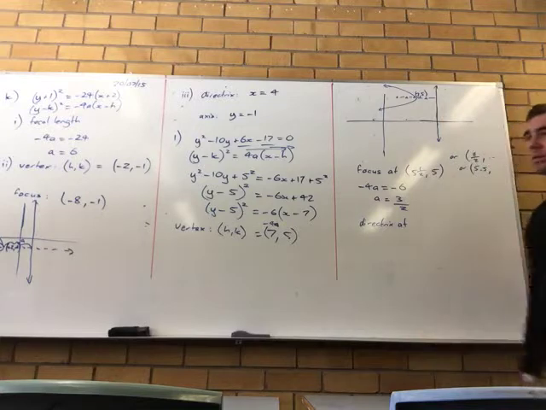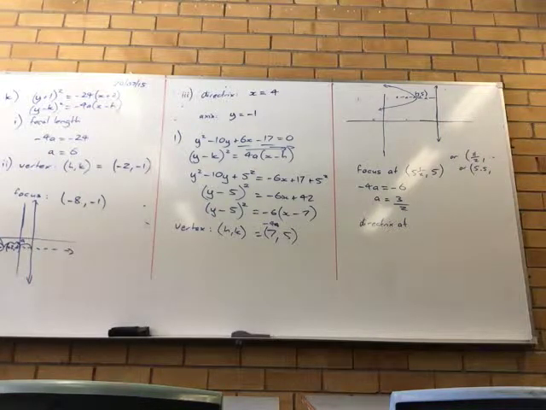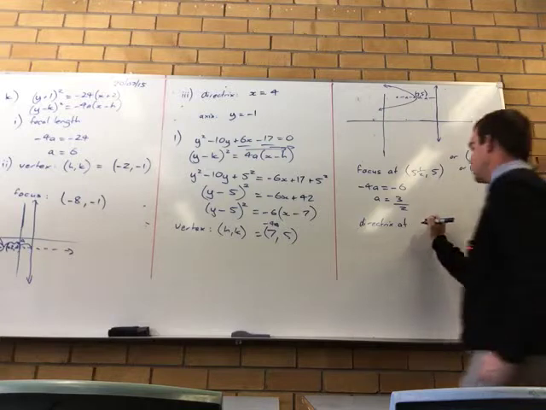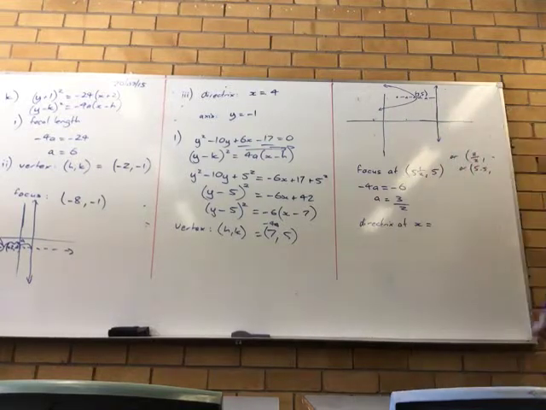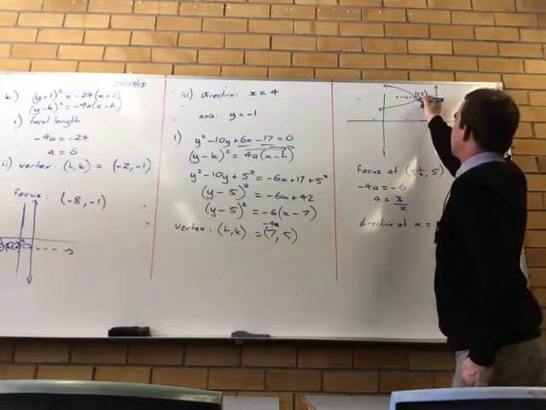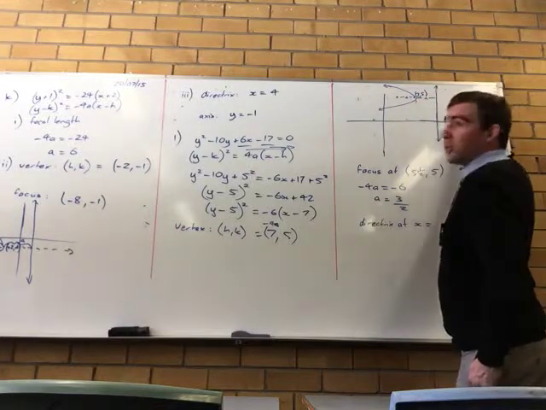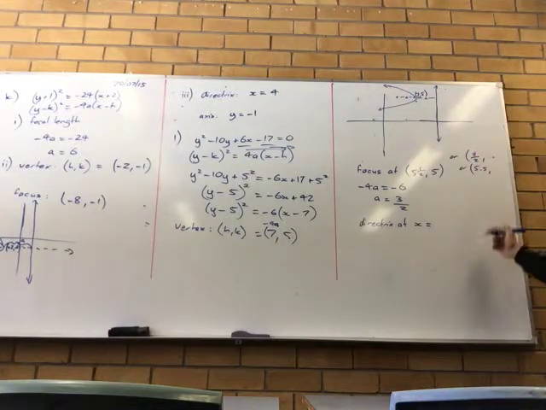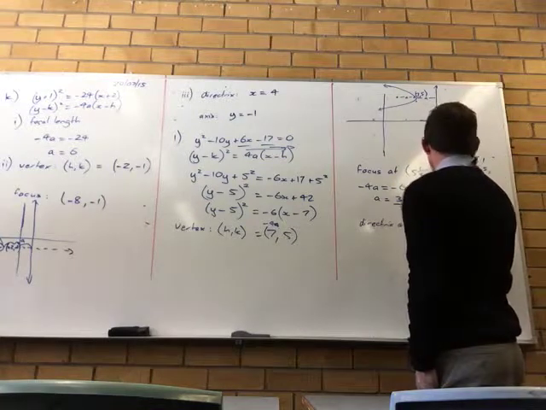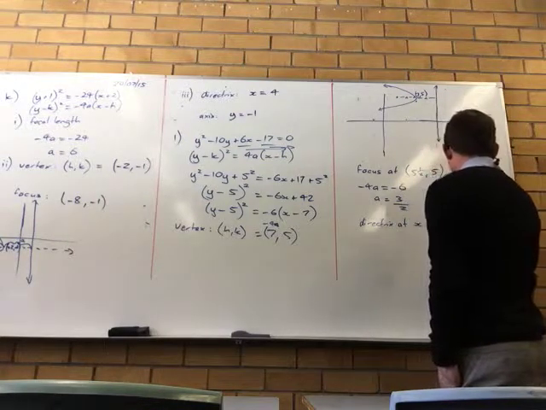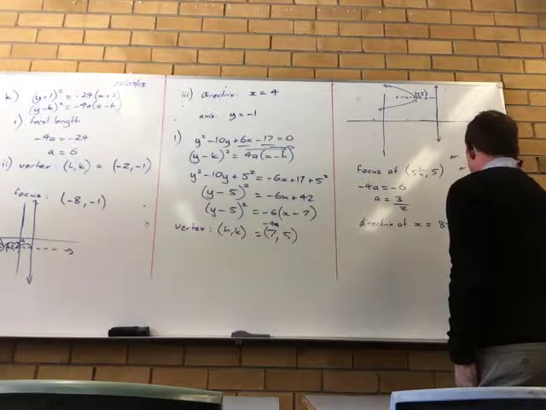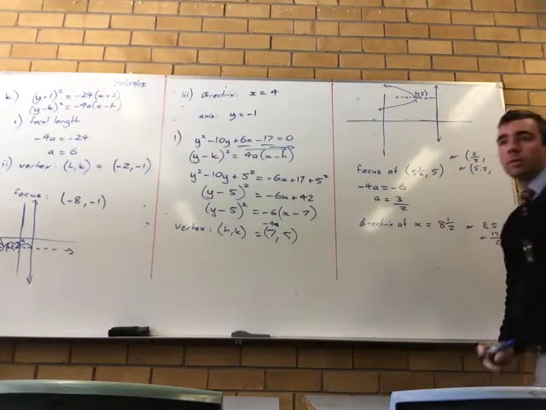Directrix. Does it cross the x or the y axis? X, that's the subject of your equation. What is the value that it crosses? Vertex to the right, the focal length gives you the directrix. So x equals 8.5, or you can write it as 17/2 if you wish.